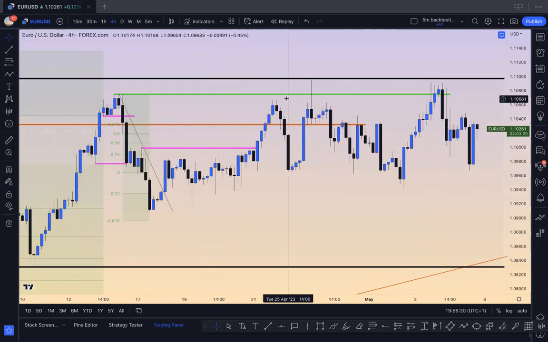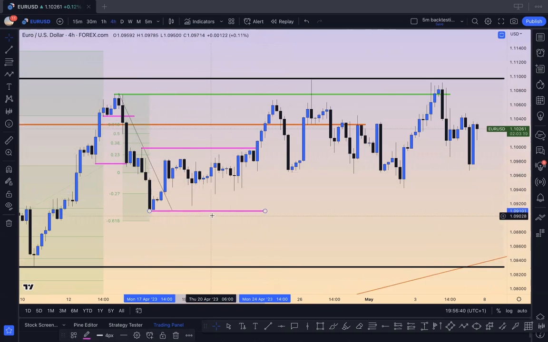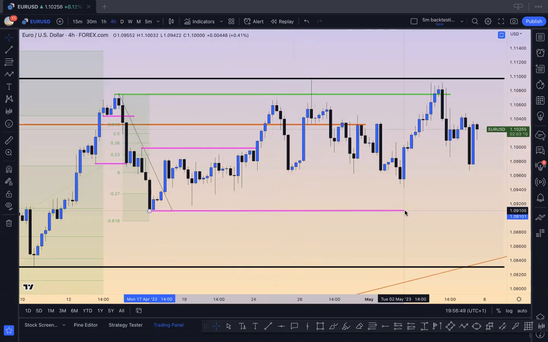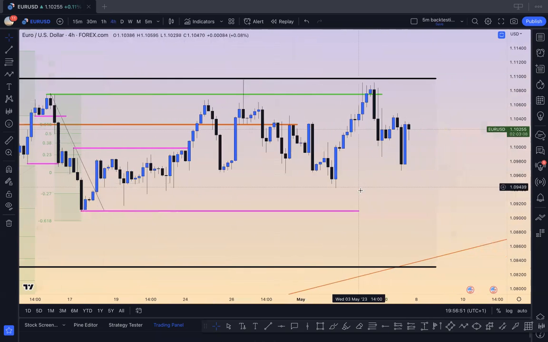Here, the low would be the lowest point. So this is anything between. So going backwards, the lowest point is that. So this would be the low. And we're just breaking minor structure highs. This was wicked. The low is still this one. So in the end, it's consolidating.